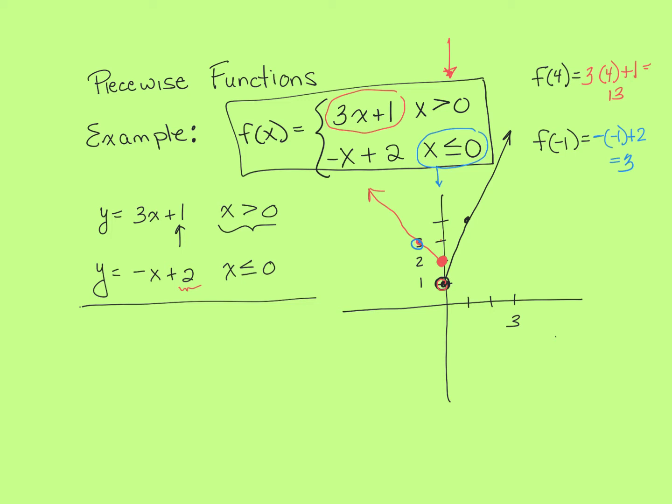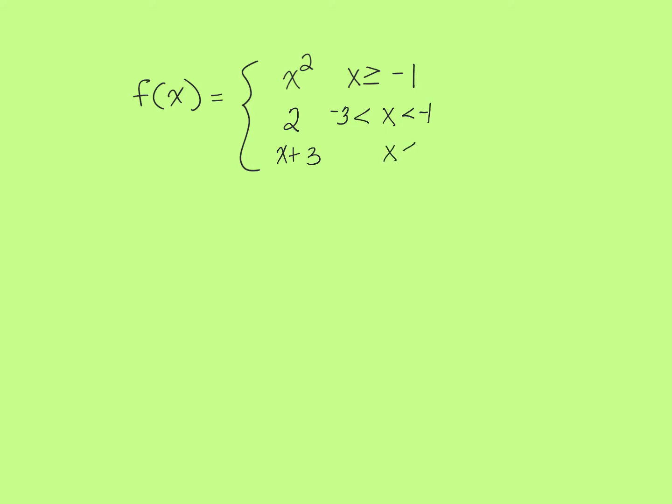So let's do one more example. Let's do one where I have maybe 3 pieces. So I'm going to make this f of x equals x squared if x is greater than or equal to negative 1. This is going to be the value of 2 if x is less than negative 1 and greater than negative 3, and it will be x plus 3 if x is less than or equal to negative 3.